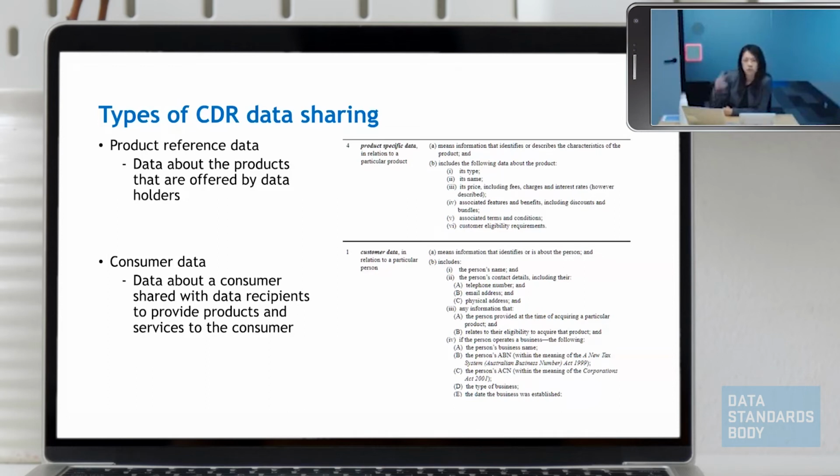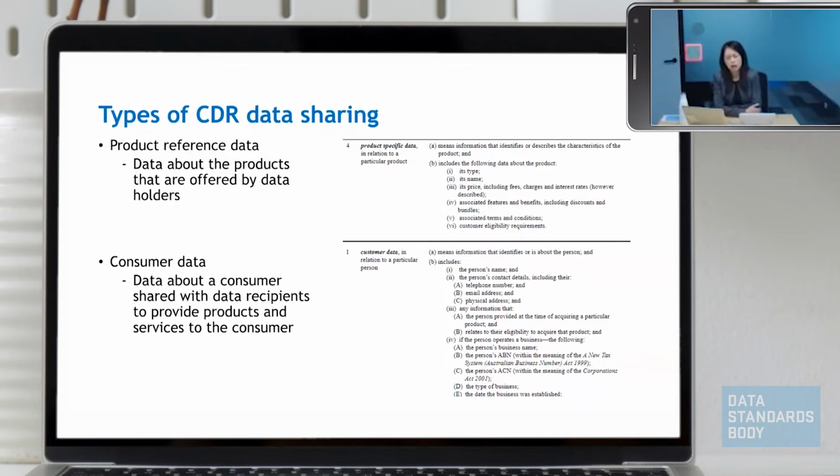I've just extracted definitional examples out of the banking schedule to the right there. You don't need to read those in detail, but it gives you a little bit of a flavour for what we're talking about. So product data includes things like the type of product, the name of the product, any fees, interest rates, associated features and benefits, and eligibility requirements. And then when we talk about consumer data, one part of that is customer data, but there's also billing data, usage data. It really depends on the kind of information that's being captured by a data holder. So that's just one example of what consumer data is about. So the person's name, contact details, address, and then eligibility requirements being met to acquire a certain product, for example.